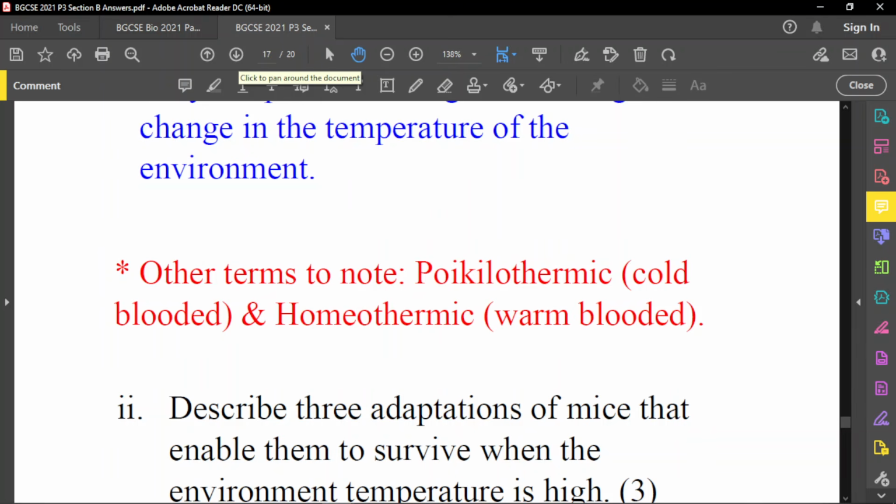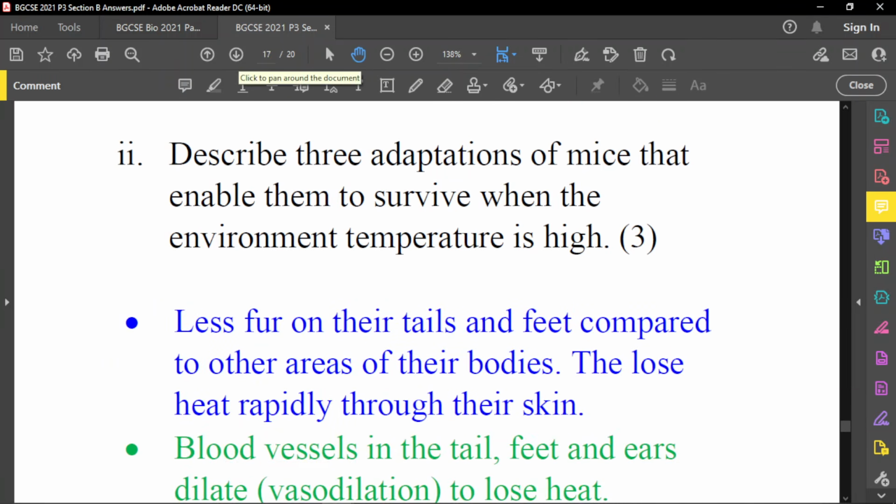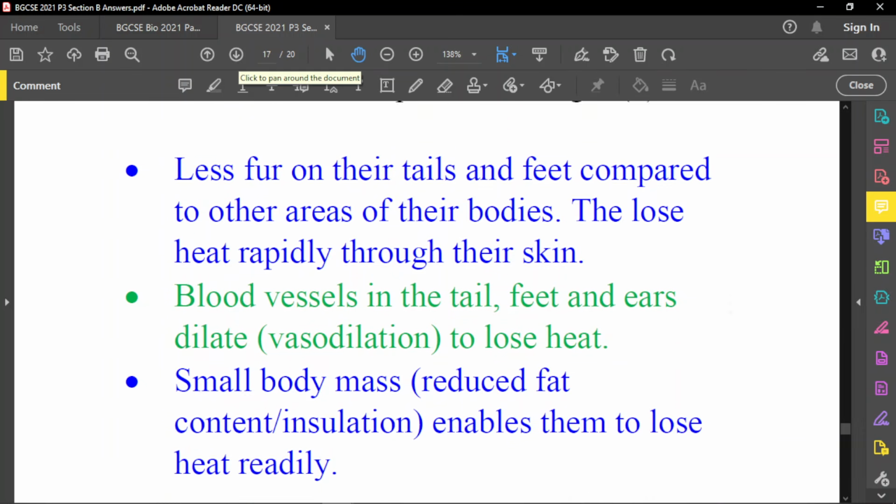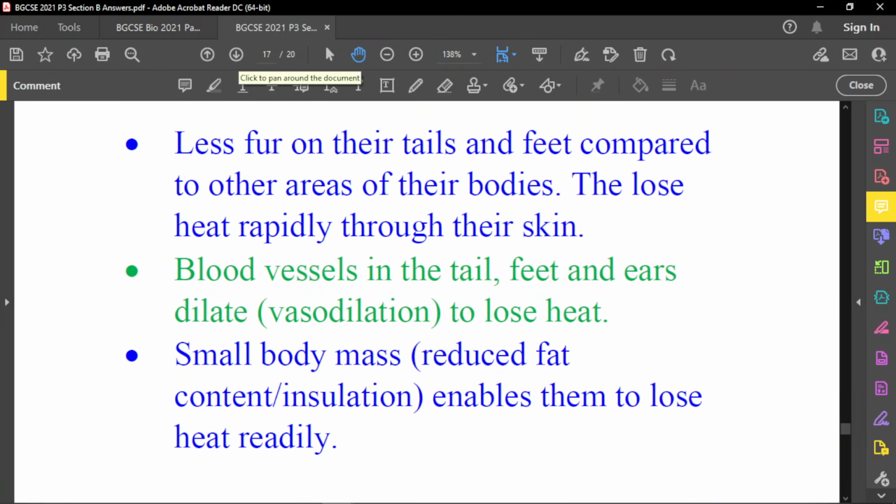Part 2 of this question is to describe 3 adaptations of mice that enable them to survive when the environmental temperature is high. If the temperature is high, think about it yourself. You're not a mouse, but you may do similar things, though not the exact same, because they're a little bit different from us, even though they are mammals. If it's hot, you're going to go somewhere naturally cooler, right? But the mice have less fur on their tails and feet compared to other areas of their bodies.